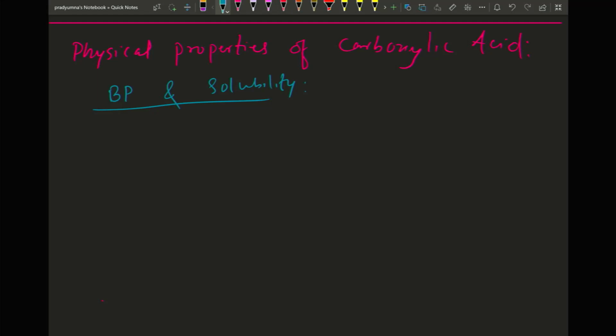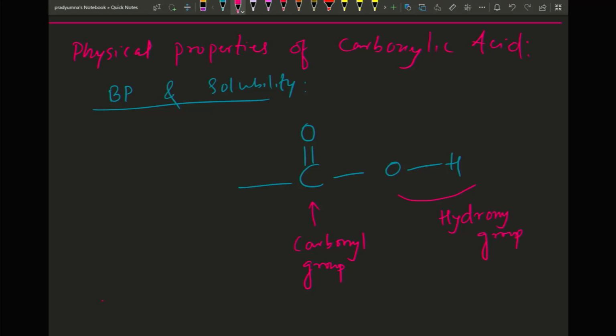So let's recap. What is a carboxylic acid? A carboxylic acid has a carbonyl group and then it has an OH group, right? And it can attach anything on the sides. So this is our carbonyl group, and this is our hydroxyl group. Okay, so what is so unique about the carbonyl group?